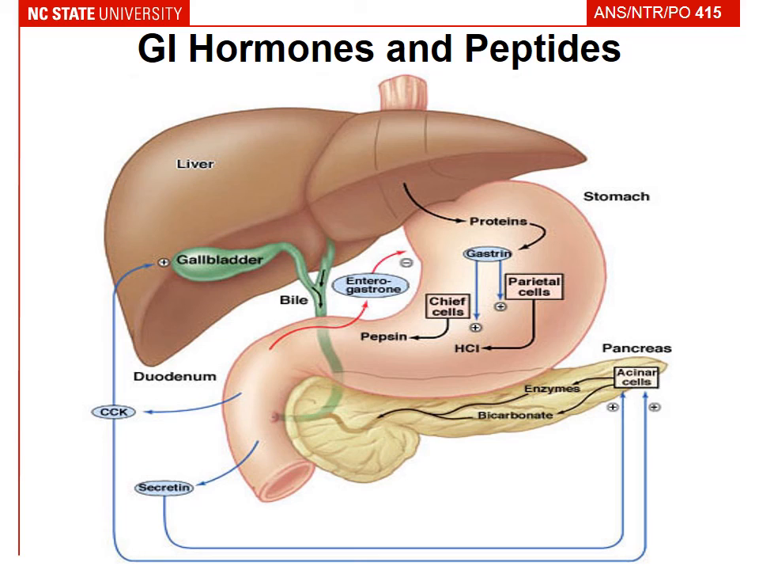That protein's going to enter your stomach. It's going to signal gastrin. Gastrin's going to activate the chief cells to secrete pepsinogen and the parietal cells to release hydrochloric acid. Hydrochloric acid is going to activate the pepsinogen to pepsin, so now we can start protein digestion.